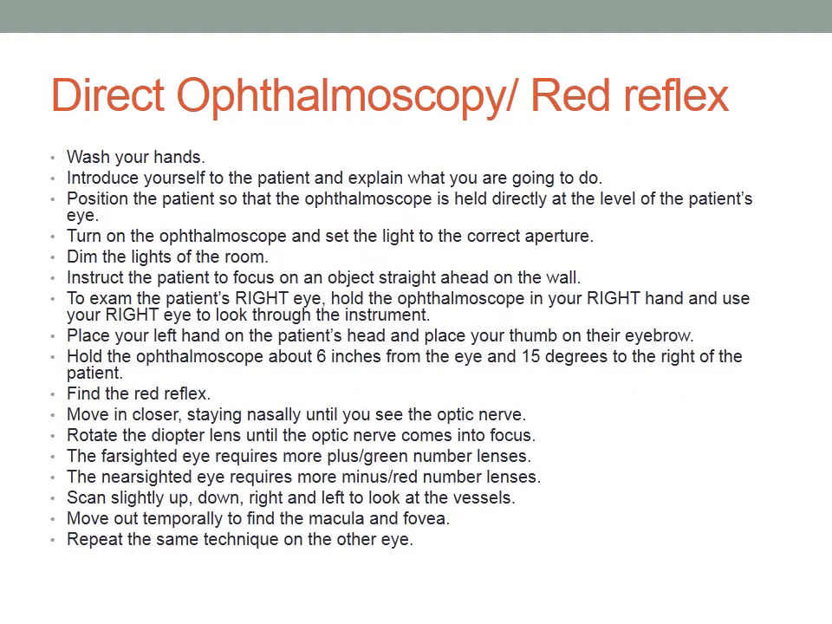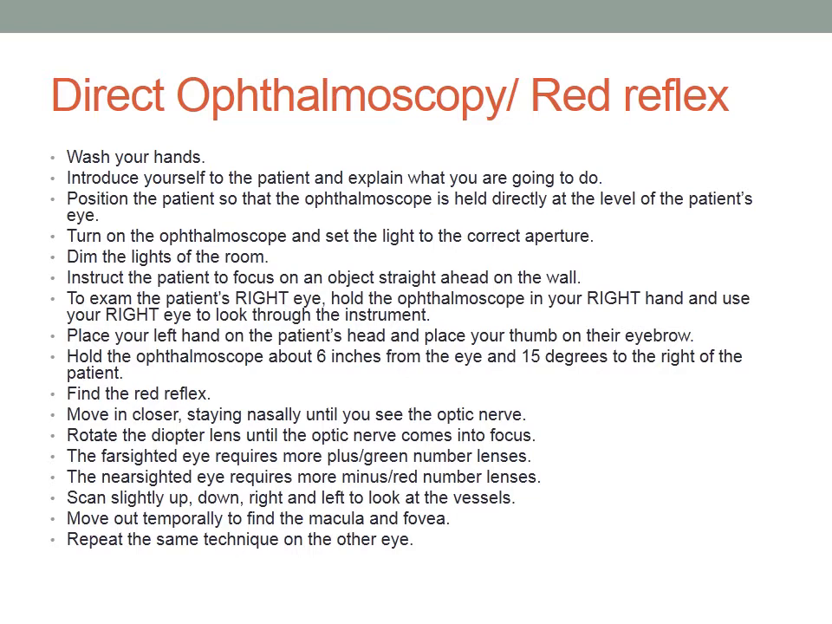Now come the steps of ophthalmoscopy, or how you would see the red reflex, which is most commonly seen through an ophthalmoscope. So firstly, wash your hands, then introduce yourself to the patient and explain what you are going to do. Position the patient so that the ophthalmoscope is held directly at the level of the patient's eye. Turn on the ophthalmoscope and set the light to the correct aperture. Dim the lights. Instruct the patient to focus on an object straight ahead on the wall. That is, the patient should be looking at a faraway object.